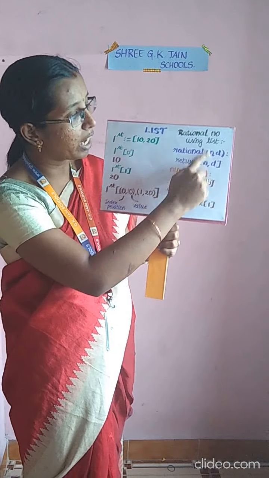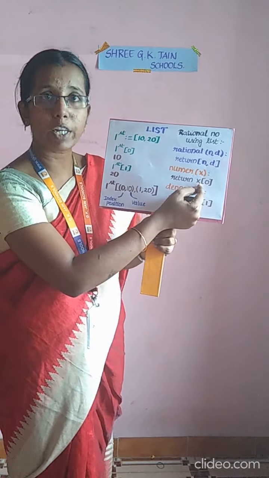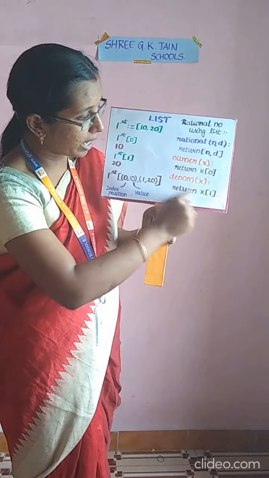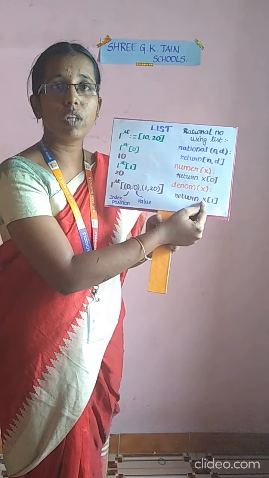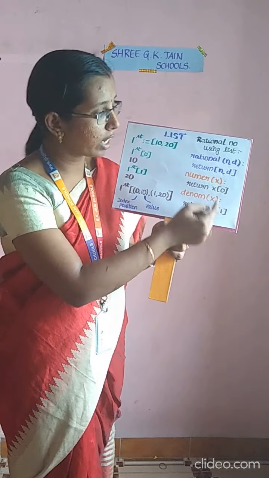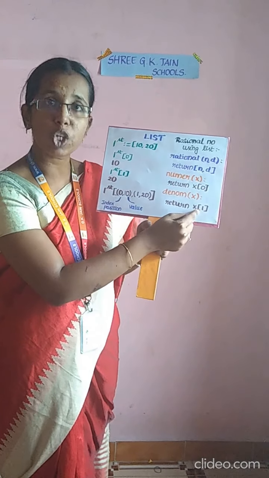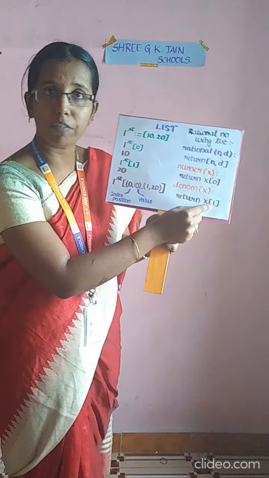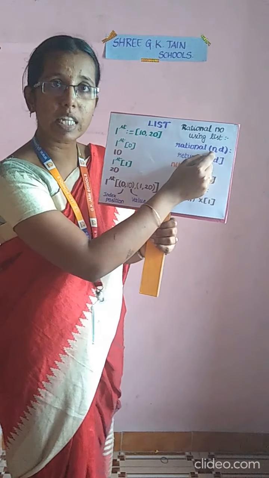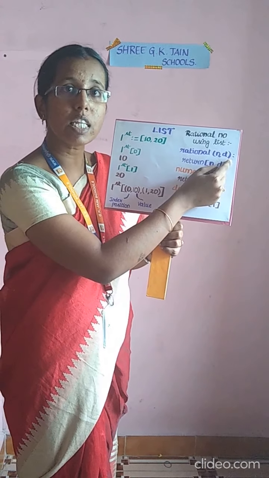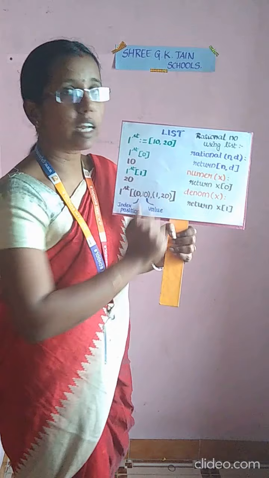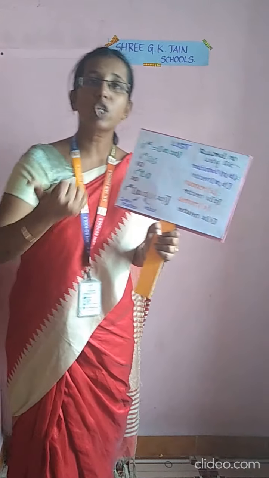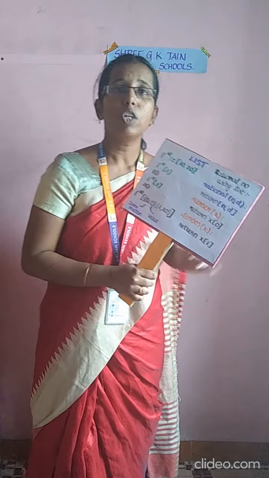So n will be given as the numerator of x and d will be assigned to the denominator of x. So that will be assigned here with the positional values 0 and 1. So 0th position is n and first position is d. So numerator and denominator.